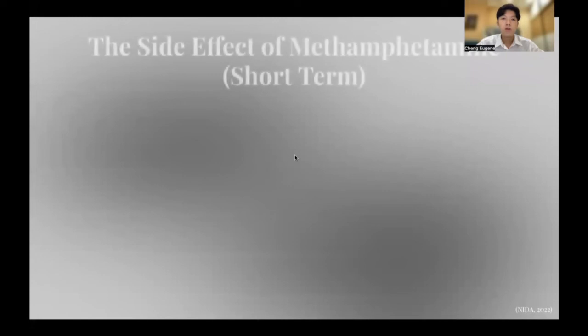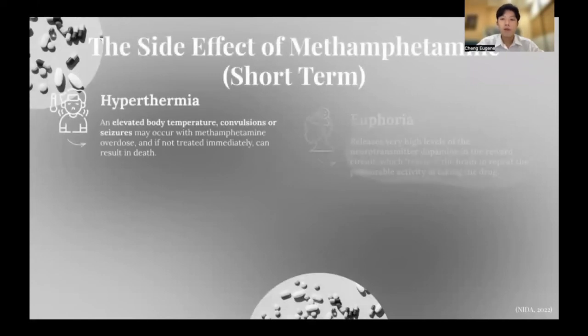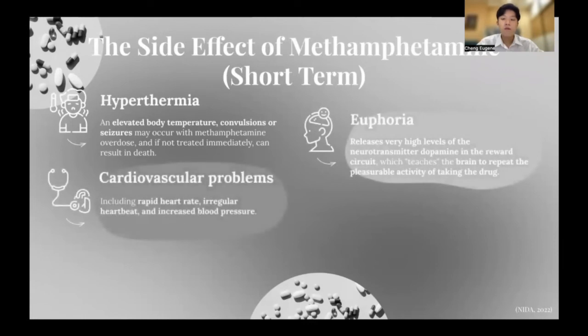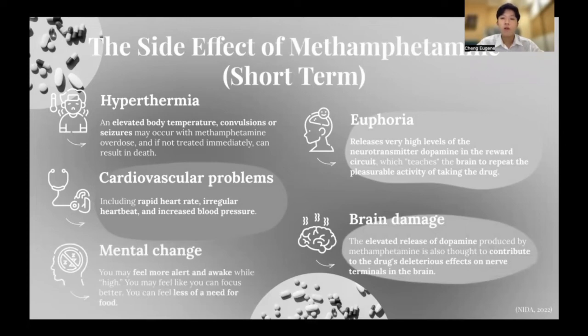Now, let's talk about the short-term side effect of meth. It can cause hyperthermia, euphoria, cardiovascular problems including rapid heart rate, irregular heartbeat, and increased blood pressure, brain damage, and mental change. Now move on to the long-term side effect of the meth.